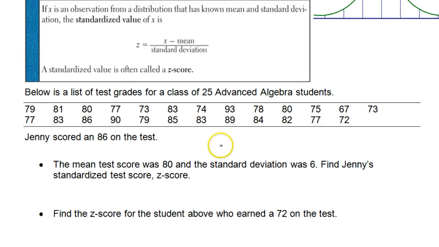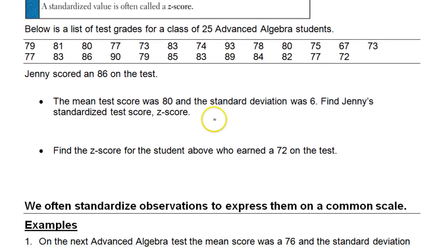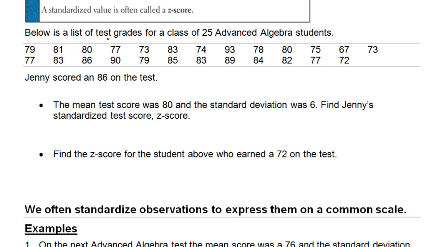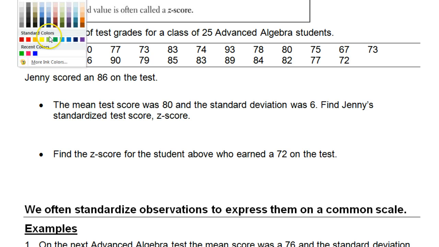So let's do an example so you know what in the world I'm talking about. Below is a list of test grades for a class of 25 advanced algebra students. There it is. Jenny scored an 86 on the test. Now, the mean test score was 80, and the standard deviation was 6. Let's find Jenny's standardized test score, or z-score. So we're just going to practice using this formula for right now.